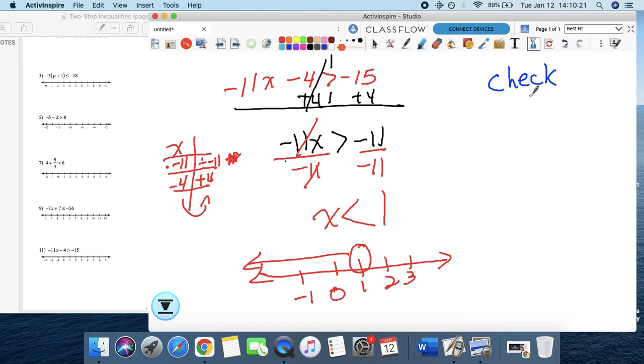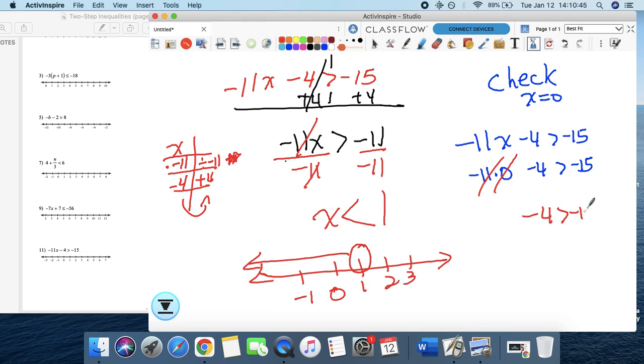I'm going to pick one of the values, and this time I'm going to pick x equals 0. And I'm going to substitute. So here's my original inequality. So I'm going to switch the x with 0: -11 times 0 minus 4 greater than -15. Well, -11 times 0 goes away, right? So I'm left with -4 greater than -15. So is -4 greater than -15? Yes, it is. So, again, our inequality holds true. And that's it.